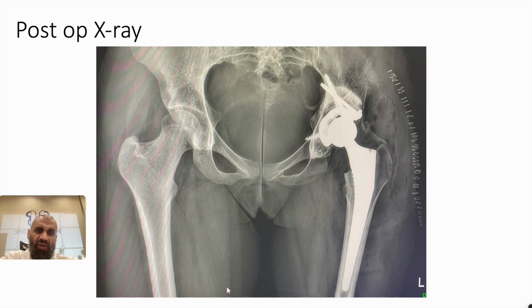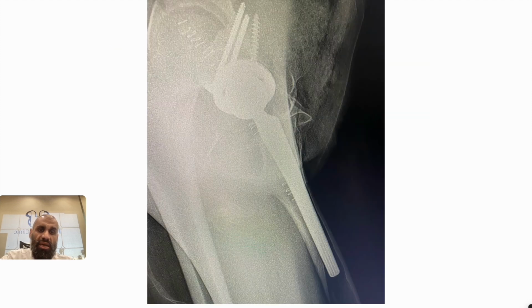This is the post-operative X-ray showing adequate orientation of both components with restoration of the leg length, and good orientation of the screws towards the hard part of the acetabulum, which is the sciatic buttress towards the sacroiliac joint. And this is the lateral X-ray showing good orientation of the screws of the graft and the cup.